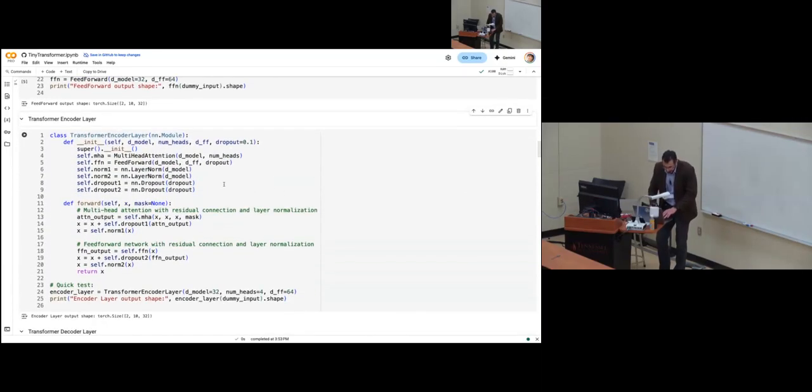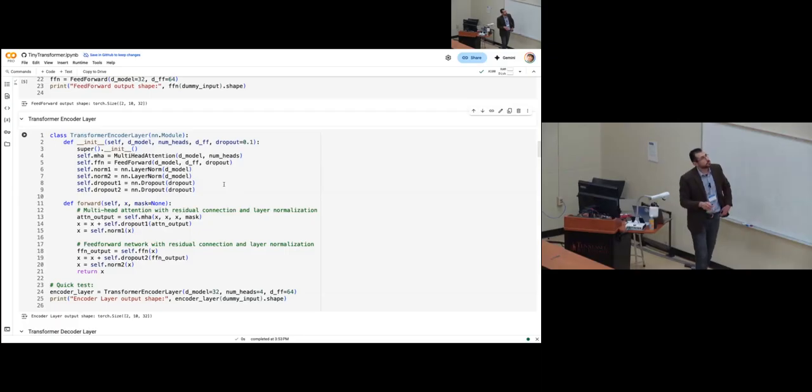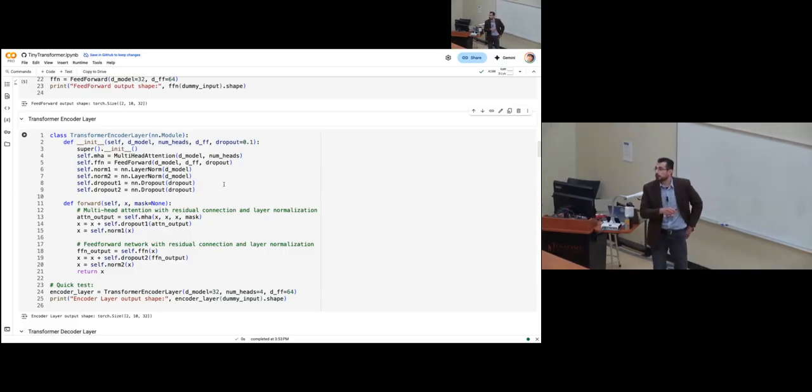Okay. Now we have everything that we need to define our transformer block. I call this transformer block simply a transformer encoder layer because it doesn't have the cross attention. If I want to define the transformer layer for the decoder, I call it transformer decoder layer, and then I put the cross attention there. So here, again, let's look at the forward very fast. What we have is X as input and the mask.